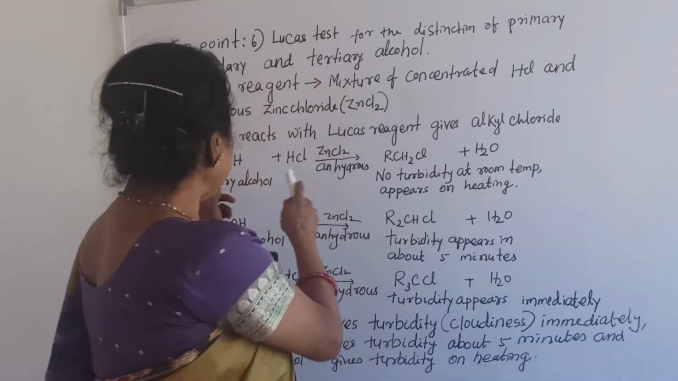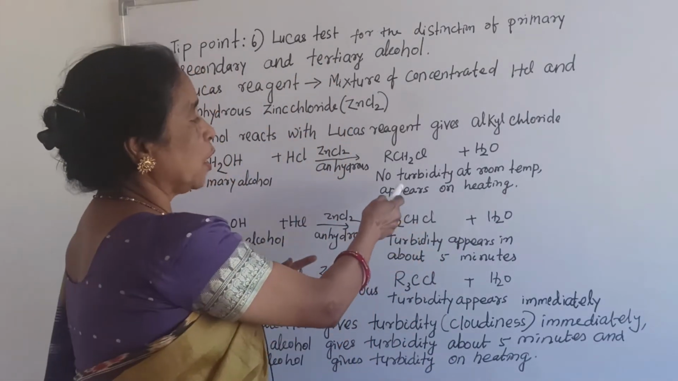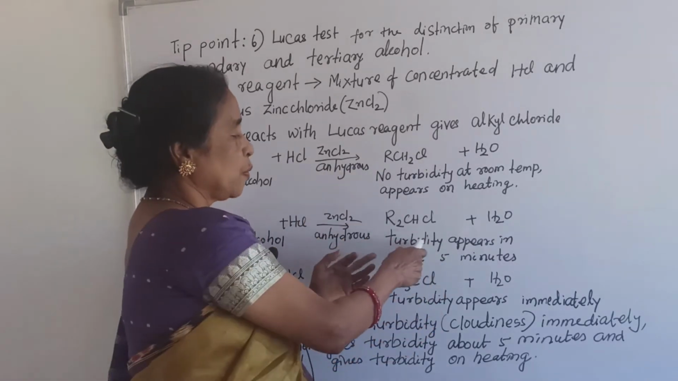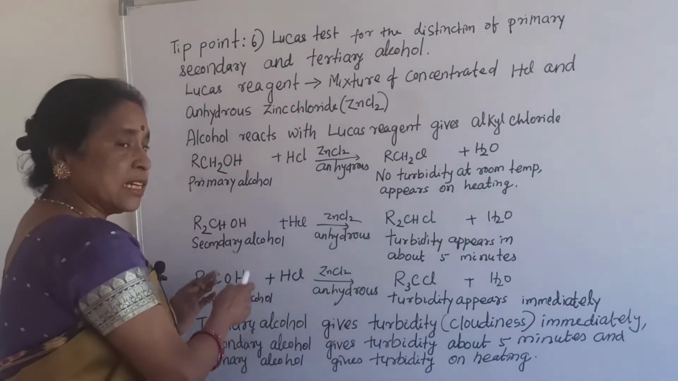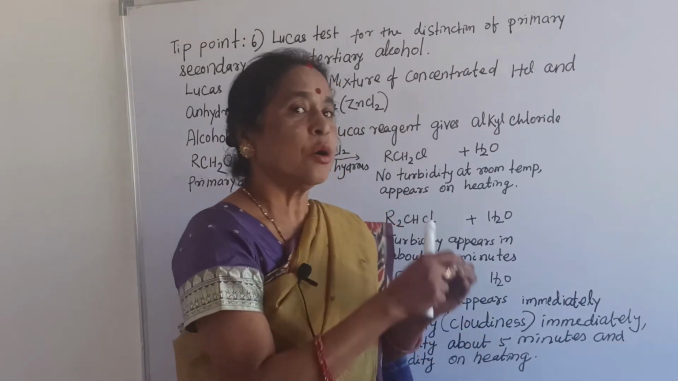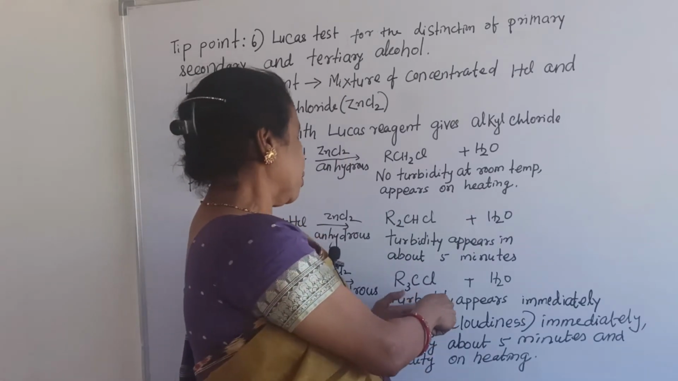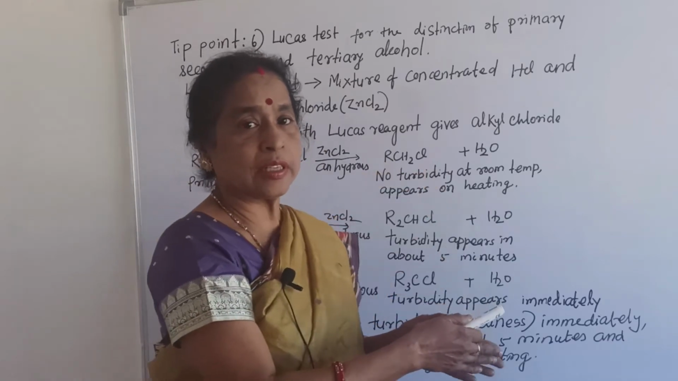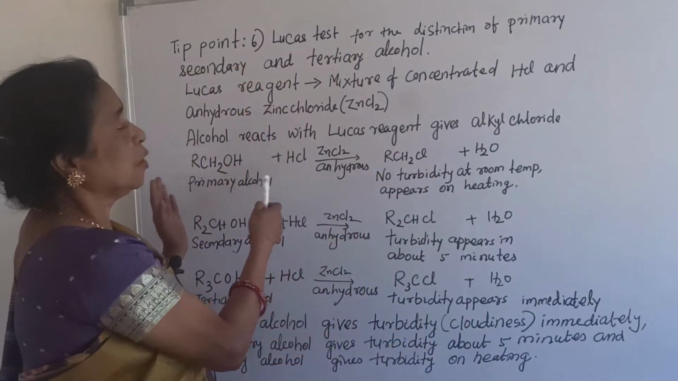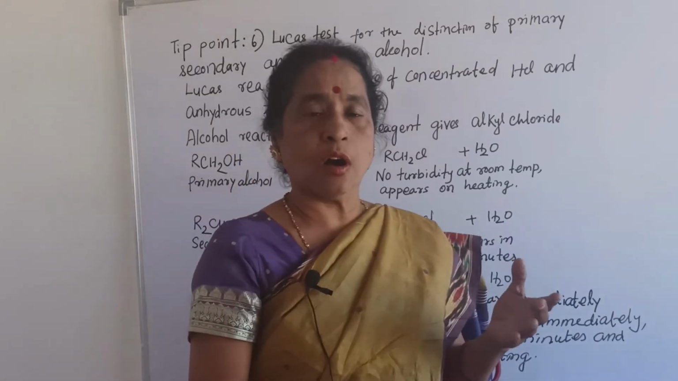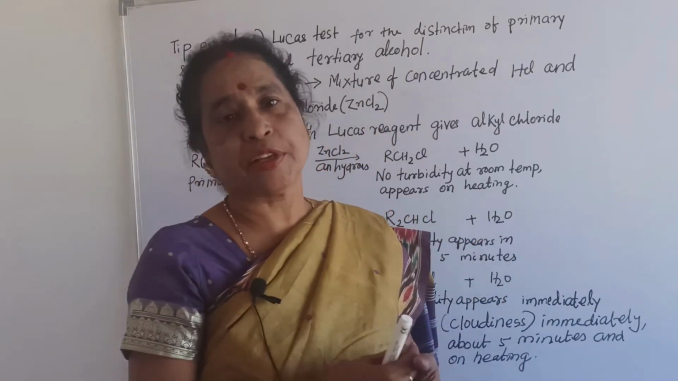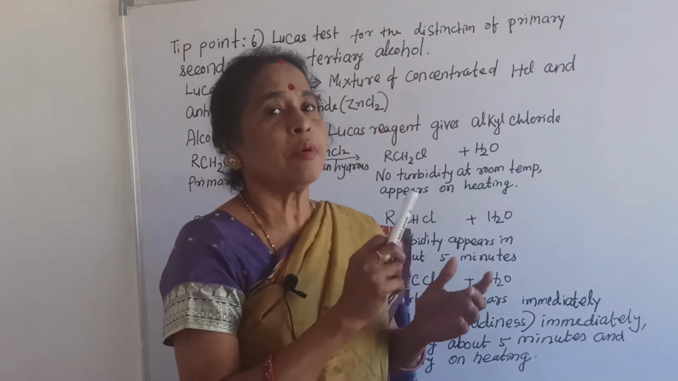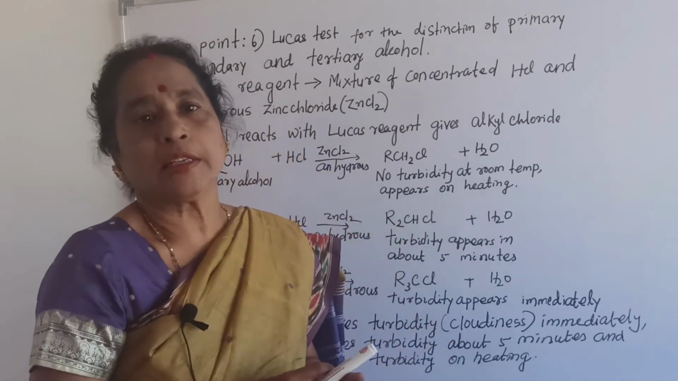That means primary alcohols require heating to produce turbidity, and secondary alcohol requires about 5 minutes to produce turbidity, whereas tertiary alcohol gives turbidity within 1 to 2 seconds, or you can say turbidity appears immediately, and this is the main difference. By the use of Lucas test you can say which one is primary alcohol, which one is secondary, and which one is tertiary alcohol. Again see, Lucas test is very helpful for the distinction of primary, secondary and tertiary alcohol.